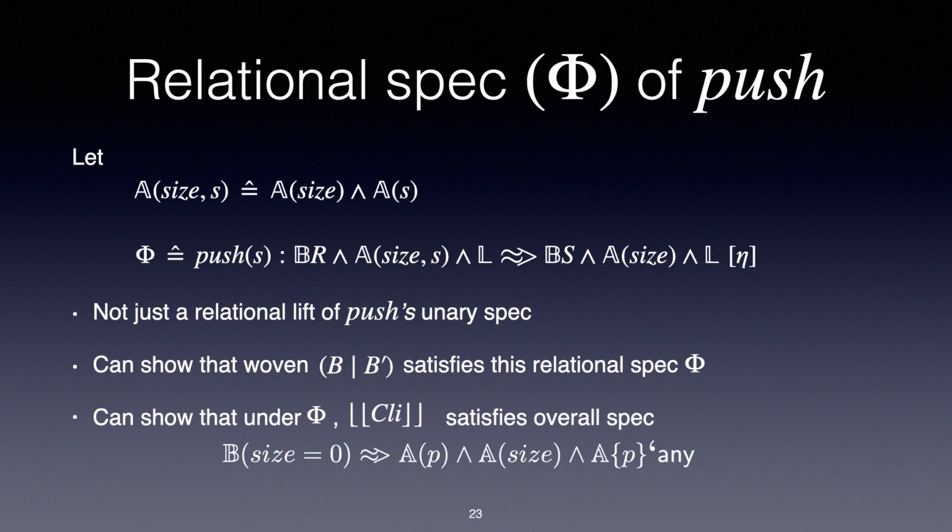And we can show that the woven B split B dash satisfies this relational spec phi by reasoning in the logic. I'm not giving you the rules of the logic, but we can show this. And then we can show that under phi, this synced client satisfies this overall spec that we want.